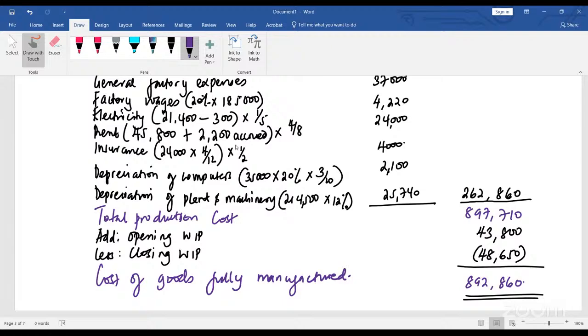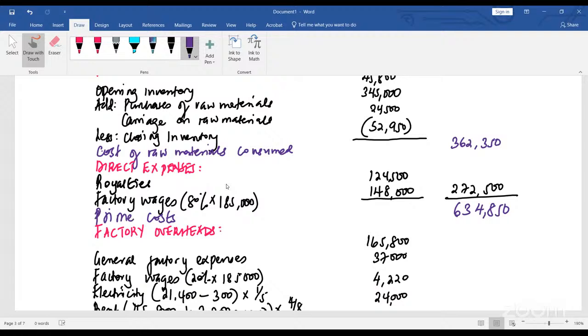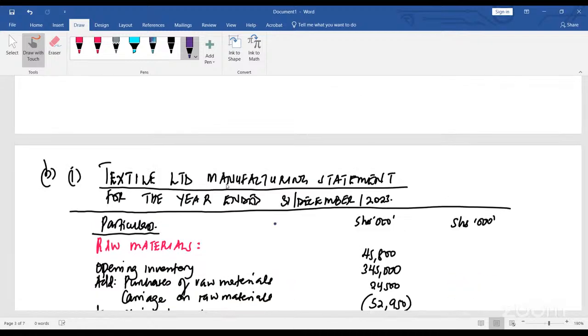So now we are going to prepare a statement of profit or loss, and we see if there is a profit. We are going to come up with a statement of profit or loss. This is the manufacturing statement.